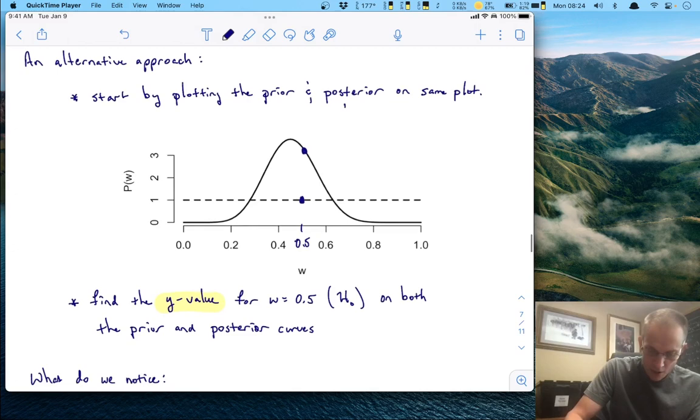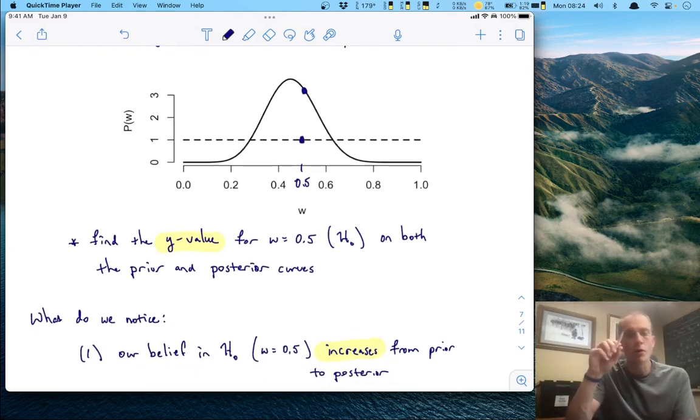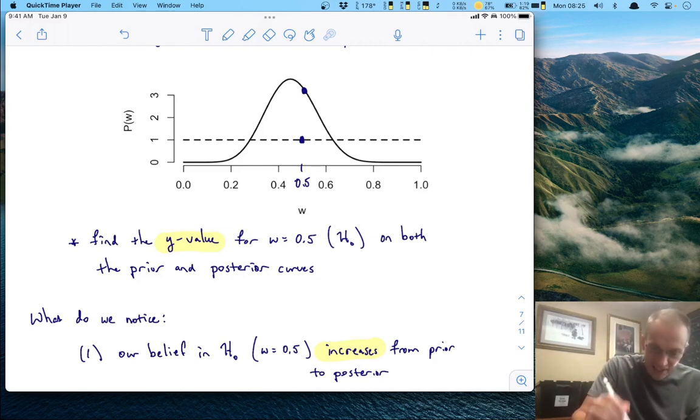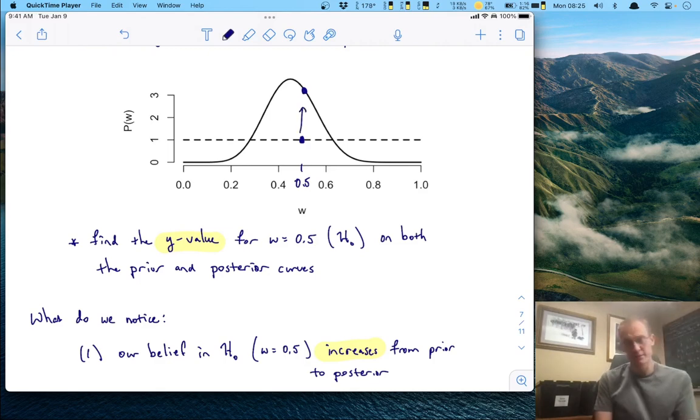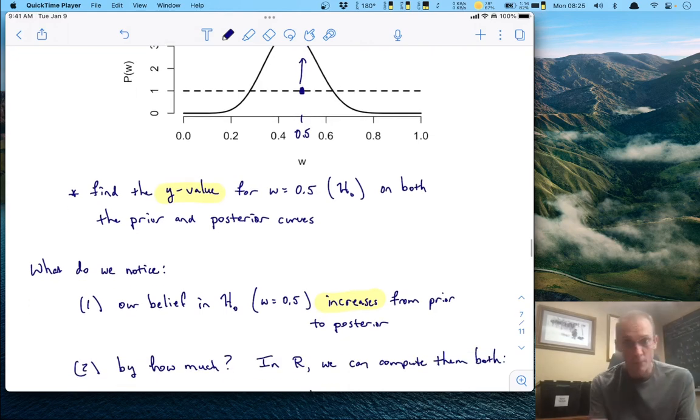Well, here's the thing. What do we notice? First of all, you'll notice that your belief in H0, the model that assumes that w equals 0.5, is captured by these two points. This is our belief prior to observing the data, and this is our belief after observing data. And what you'll notice is that that belief has increased. From prior to posterior, we are now more confident that w equals 0.5. That means that we're more confident that H0 is the correct model. That's kind of cool. So you might ask, by how much does it increase?